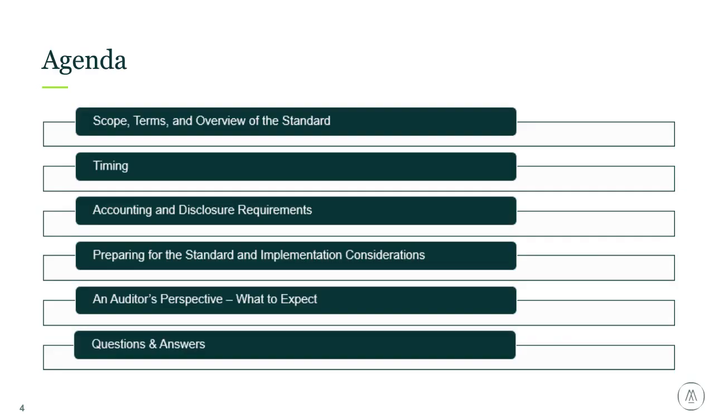Today we're going to be talking about the new leasing standard put out by the GASB. You can see from the agenda that we'll be covering not only the background, scope, terms, and the overview, and the timing, but we'll go into some detail on accounting and disclosure requirements. We're also going to provide best practices and tips on preparing for the standard and implementation considerations. And we'll close with what to expect from your auditors. What will they be asking for when they come in to audit for the first year of implementation of this standard?